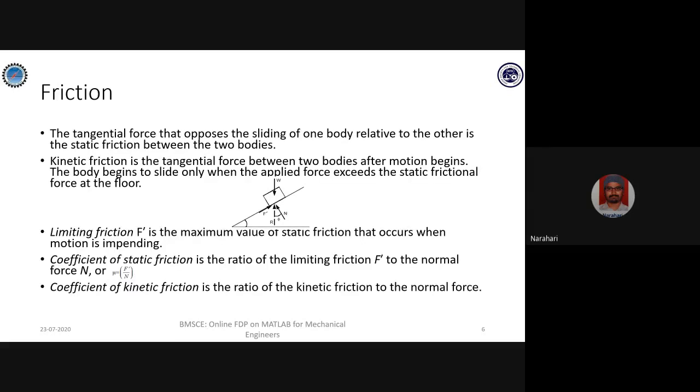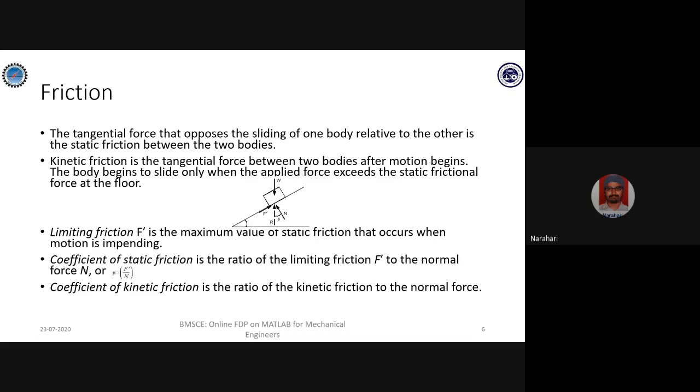Okay, friction. We know that it is nothing but the tangential force between the surfaces of two bodies that opposes the sliding of one body relative to the other, and it is known as static friction between the two bodies. Kinetic friction is nothing but the tangential force when one of the bodies is in motion or both bodies are in motion, and the body only begins to slide when the applied force exceeds the static frictional force at the floor. Floor here means the resting ground.